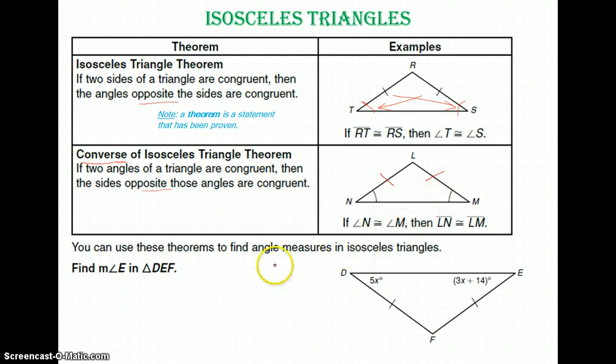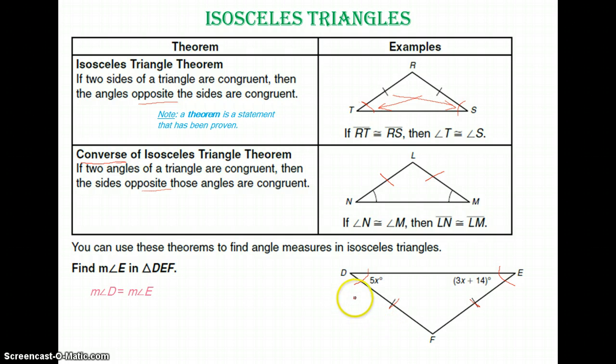So let's look here at the example. You can use these theorems to find the angle measures in an isosceles triangle. We're trying to find the measure of angle E in triangle DEF. So if we look over here at what's given, we already know that these two segments or legs are congruent, and therefore we've got an isosceles triangle. So we should be able to conclude that our two angles opposite would also be congruent. So let's take a look.